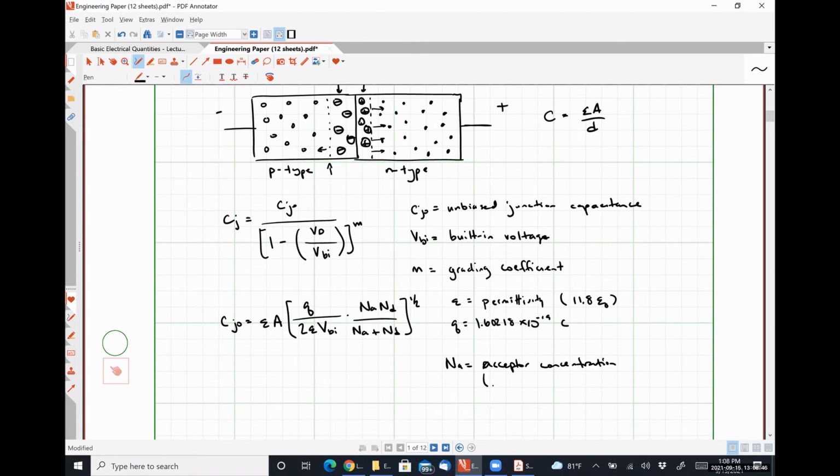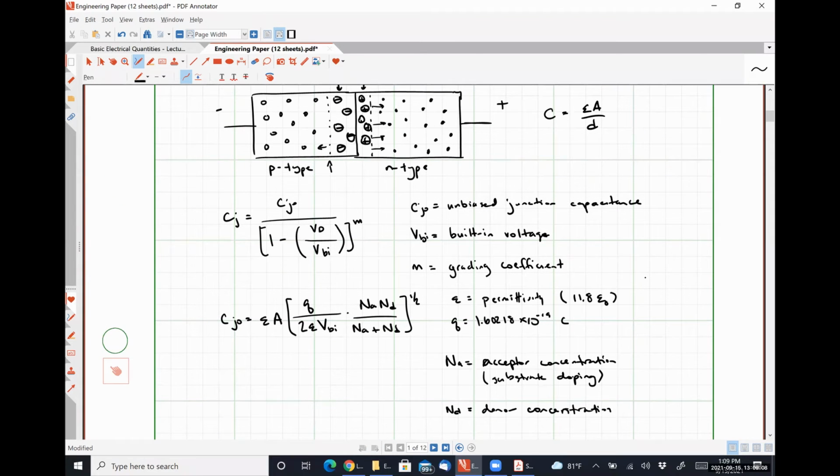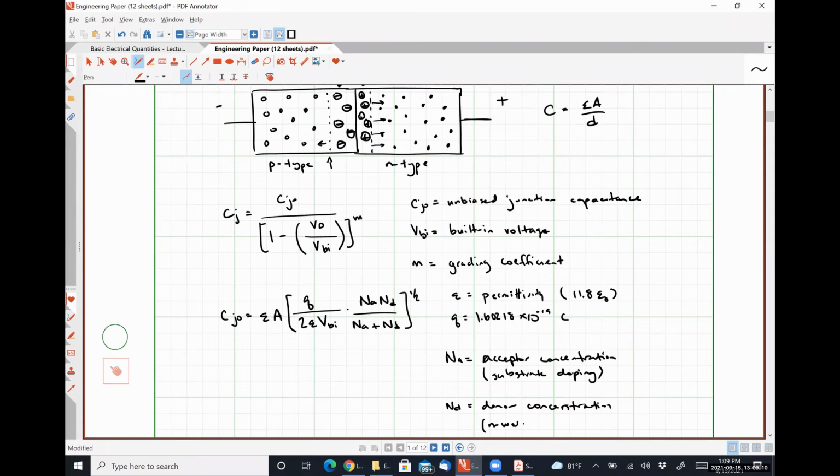So this is effectively Na, the substrate doping level, and Nd is the donor concentration. In our case, this is the N-well doping level. We also probably need to have a reasonable idea of what VBI is.